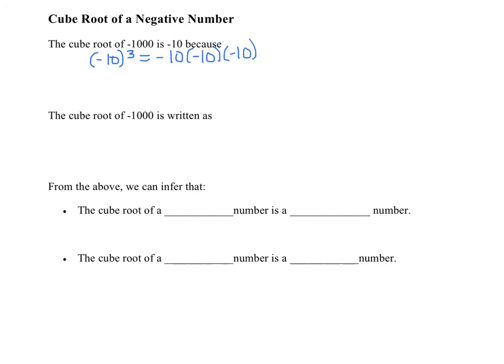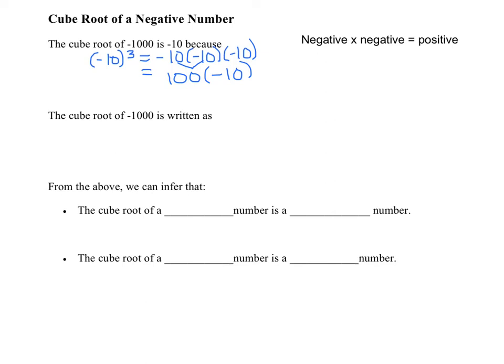So now let's multiply that out. We have a negative times a negative, and a negative times a negative gives us a positive. So you have a positive 100, and you're going to multiply that by negative 10. Okay, so it's a key concept there: a negative times a negative equals a positive.